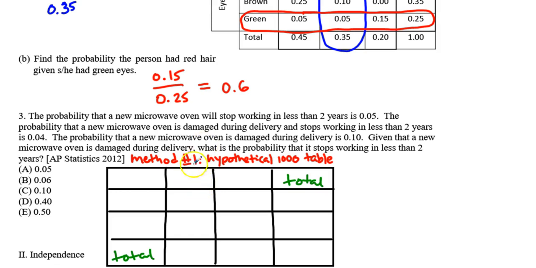We know that's going to be total and total. But read and then think about what goes here, and then play the recording. Okay, there's a couple ways to set this up. I went with something like stops working, and then maybe doesn't stop working. And then along the right side, damaged in delivery, not damaged in delivery.